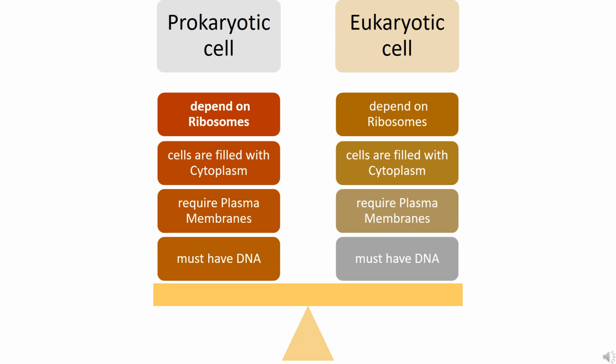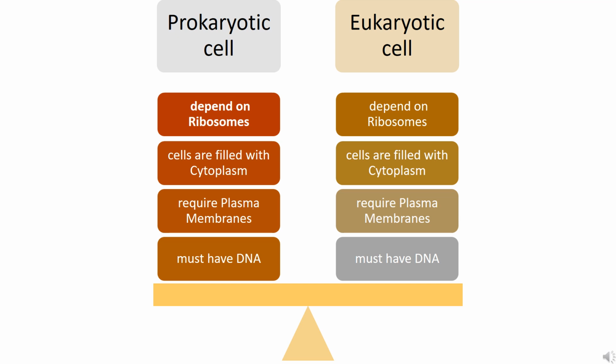First, both types must have DNA. Whether it is a loose circular loop in a bacterium or a tightly packed chromosome in a human liver cell, DNA is the universal language of life. It uses the exact same 4 chemical bases, adenine, thymine, cytosine, and guanine, to write the code for any organism.